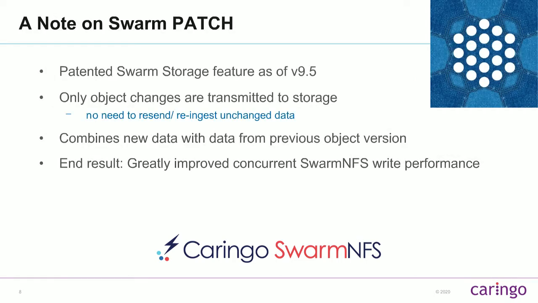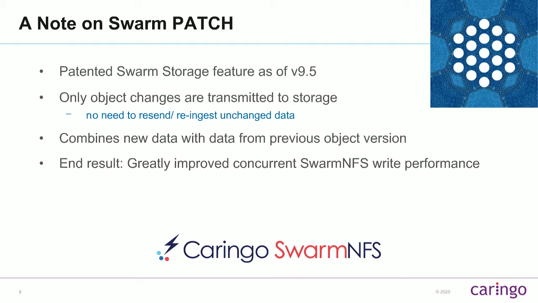Moving forward. So we talked about Swarm Patch briefly. SwarmNFS utilizes Kringo's patented patch feature that was introduced in Swarm 9.5. It was previously patent pending. We recently were awarded that patent. What it does is that only object changes are transmitted to storage, and unchanged data is not resent. It is effectively a put. Existing data and new data are passed together by Swarm on the back end, so the client doesn't need to be aware of what is new and what isn't. Swarm takes care of all that. And the end result of using Patch for SwarmNFS is greater concurrent write performance.